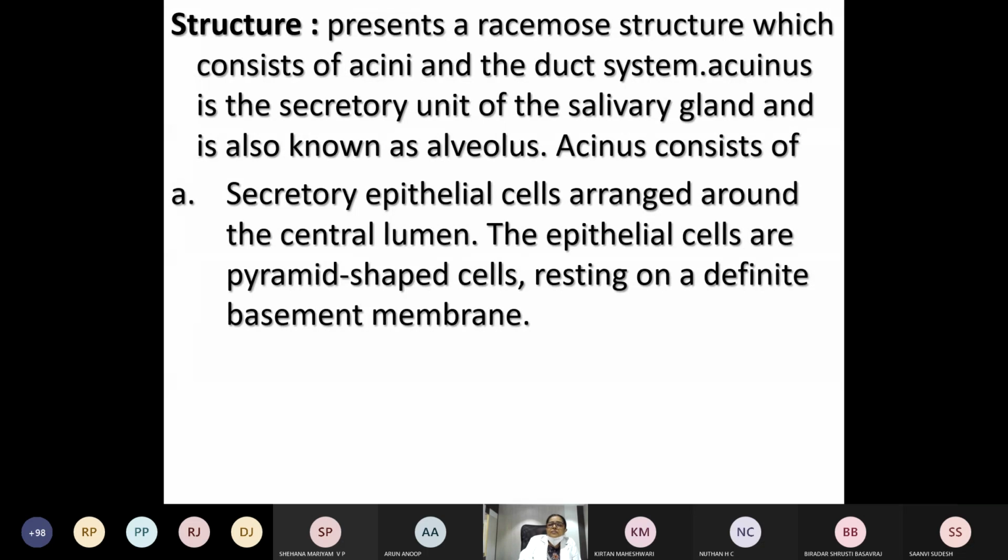About structure, the gland presents a racemose structure which consists of acini and the duct system. The acinus is the secretory unit of the salivary gland and is also known as alveolus.